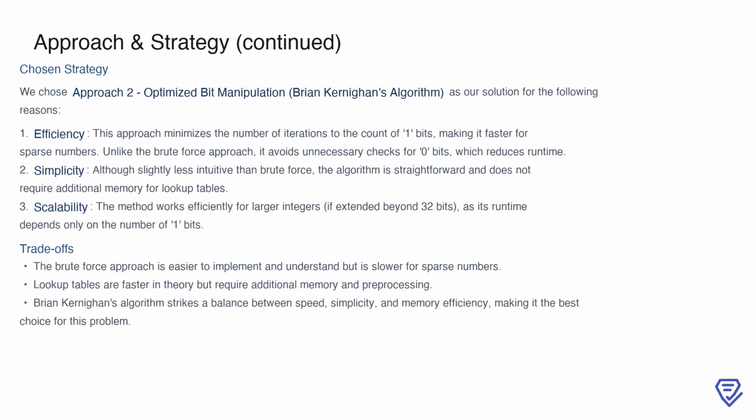After evaluating the different approaches, we selected Brian Kernighan's algorithm as our solution. This method offers a great balance of efficiency, simplicity, and scalability. It minimizes the number of iterations to just the count of 1 bits, making it particularly fast for sparse numbers with few ones. Unlike the brute force approach, it avoids unnecessary checks for 0 bits, which saves time. While the algorithm requires a bit of understanding of bit-level operations, it is still straightforward and does not need additional memory, such as a lookup table. Compared to the other methods, it is both practical and efficient for solving this problem.